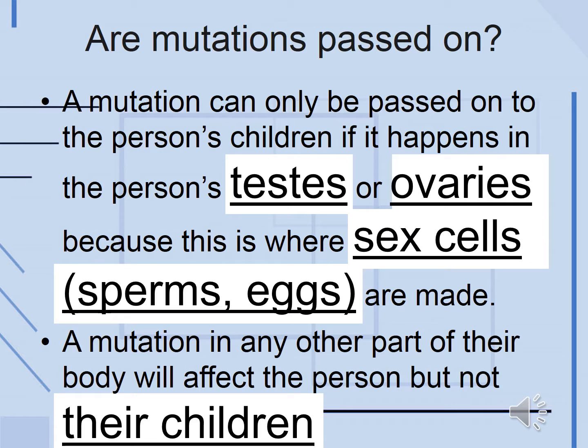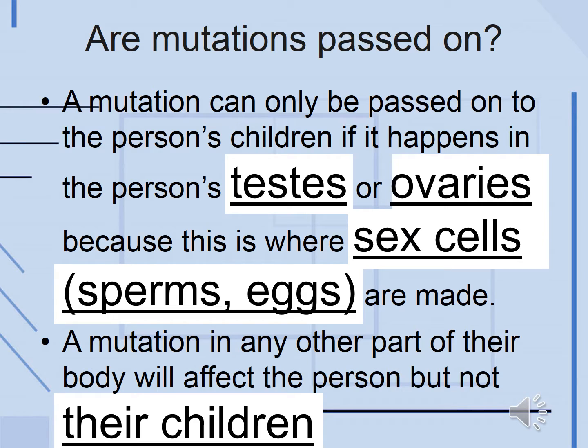So are mutations passed on? A mutation can only be passed on to a person's children if it is part of the testes or ovaries, because it's where the sex cells form, and males have sperm and females have eggs. So if you get the abnormality and the problem exists in the sperm and egg cells in the testes or ovaries, then it will be passed on.